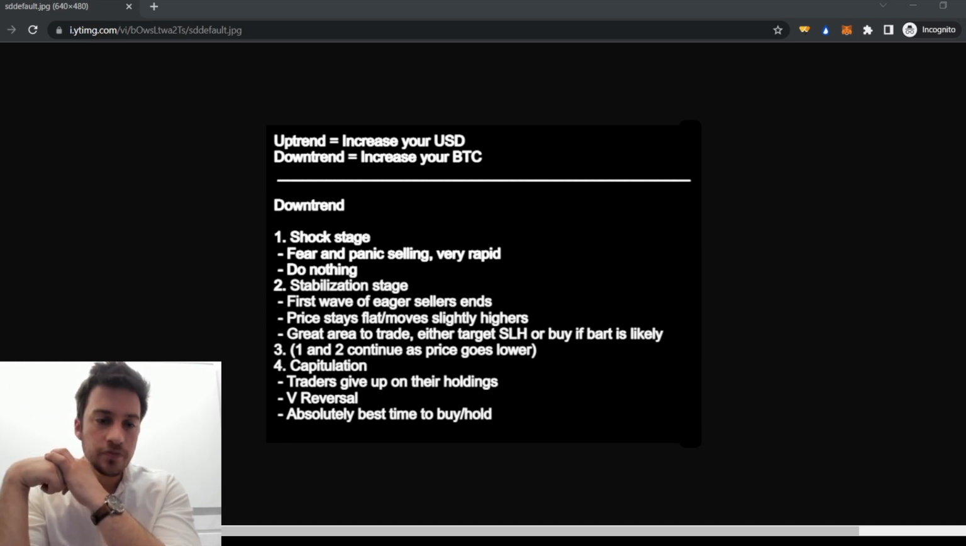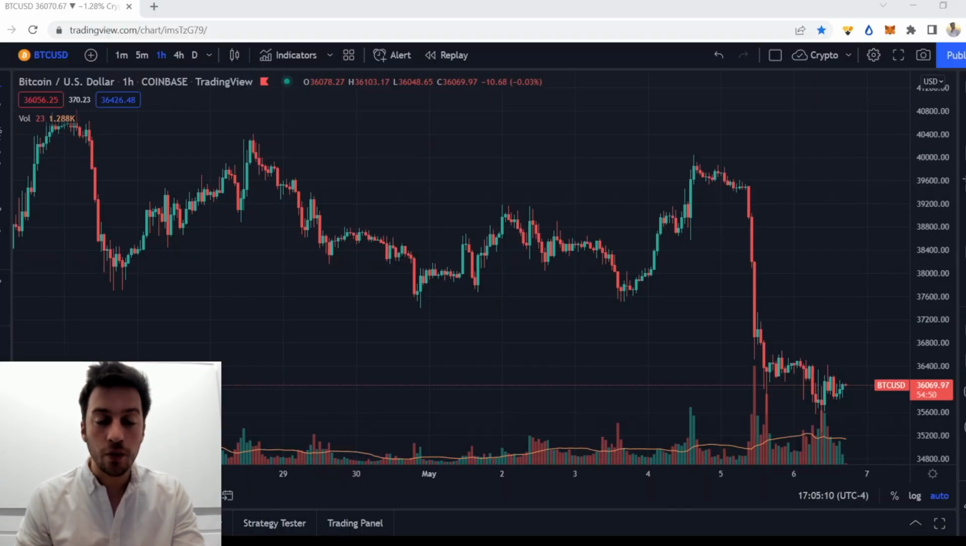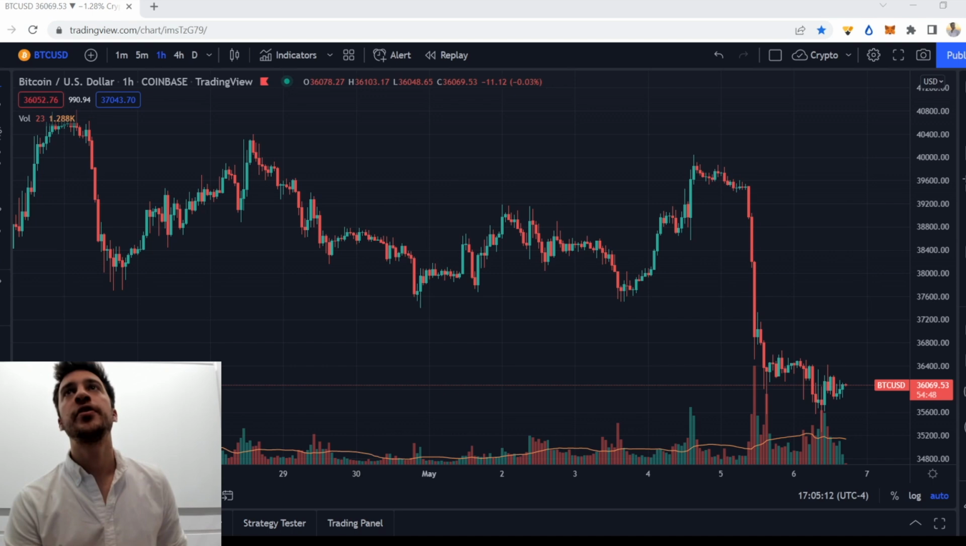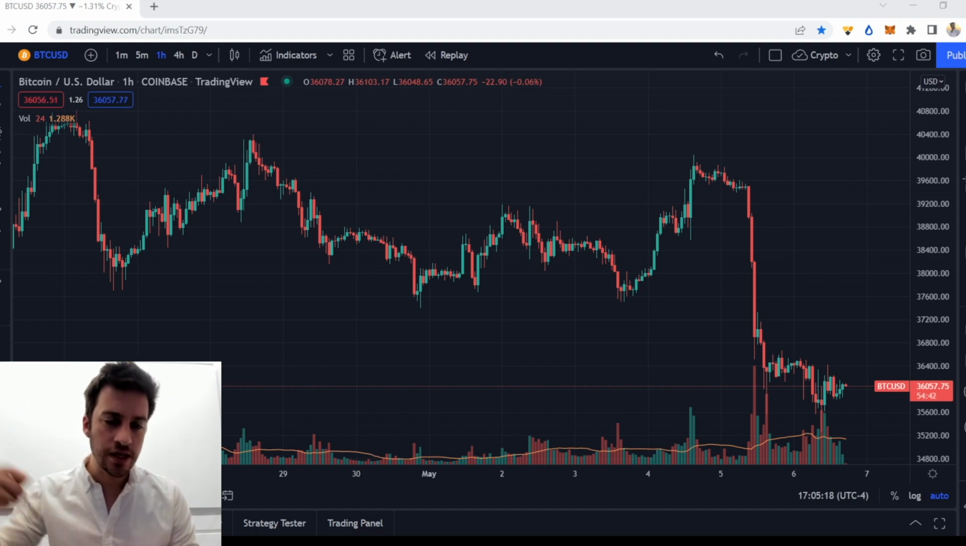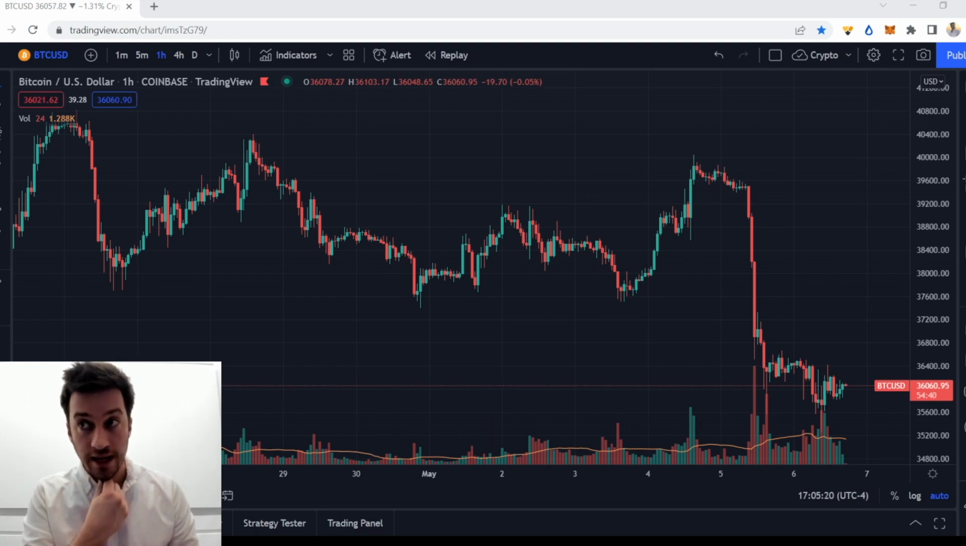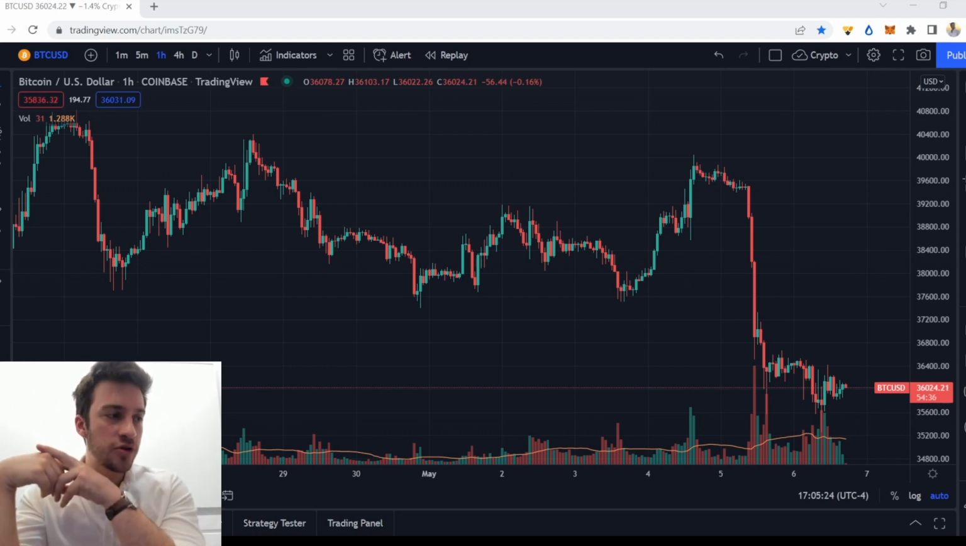And I think some of you might be wondering, or you should probably be asking, what do you do if you're wrong? What would I do if we get that kind of stabilization stage of consolidation, just price going flat, and then price rises? Well, that's why with this strategy, what I typically do is I never trade 100% one way or the other. So let's say we have 10 BTC.